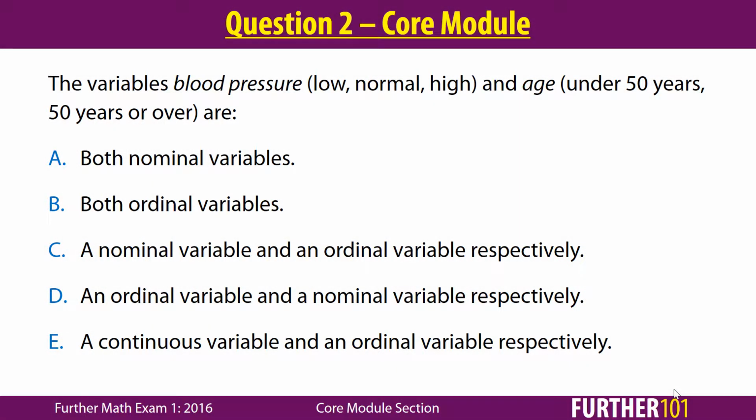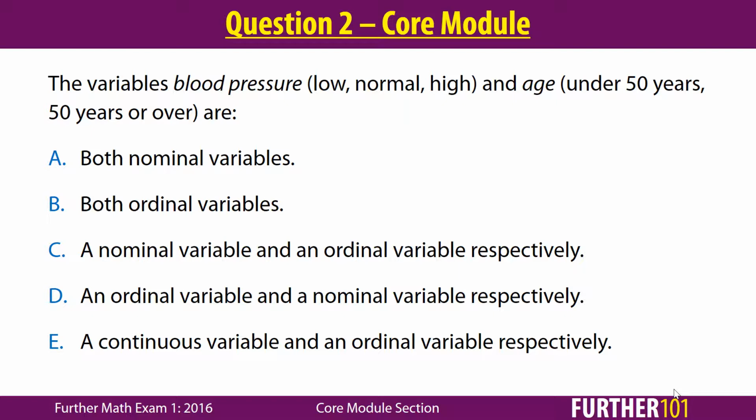This question presents two variables. The first variable is blood pressure, which is defined in brackets as containing one of three possible responses: low, normal, or high. The second variable is age, which is defined in brackets as containing one of two possible responses: below 50 years and 50 years or older. The question then asks us to select the answer that correctly defines each variable type.